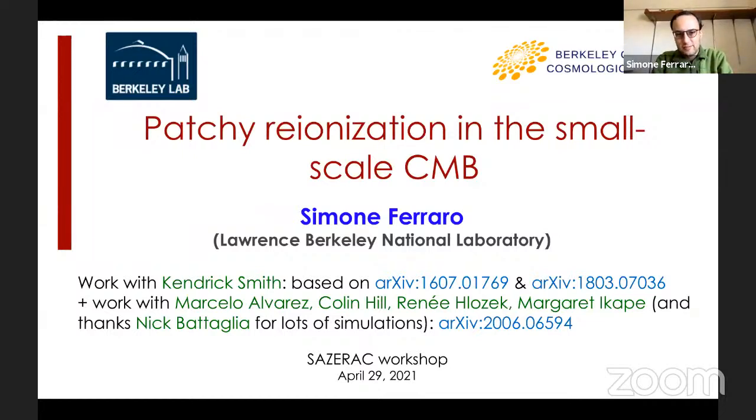Today, I'd like to talk about some new techniques to detect kSZ on small scale CMB, particularly kSZ from reionization. This is mostly work based on a couple of papers I had with Kendrick Smith, and also some more recent work with a number of collaborators that are listed here, and I'll go into details.